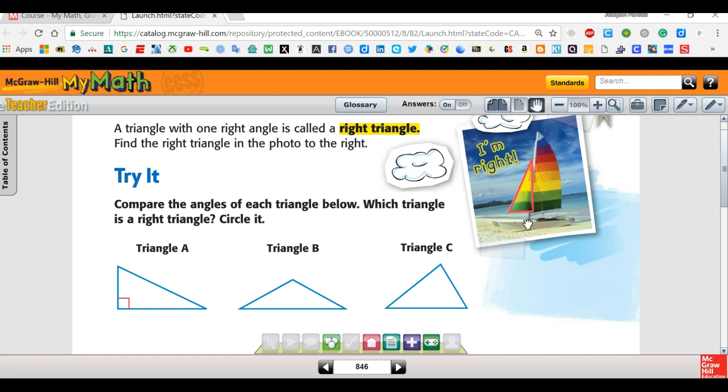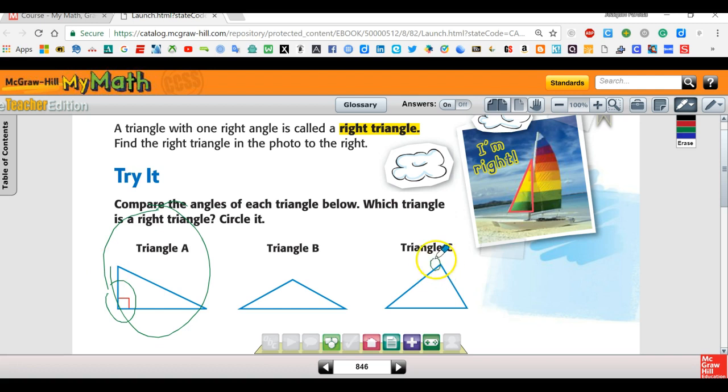It says a triangle with one right angle is called a right triangle, okay? Now, how do I know if it's a right triangle? There's something specific inside in the corner. Most of the time, there'll be a little square in the corner. That'll tell you that's a right triangle. Okay? Compare the angles of each triangle below. Which triangle is a right triangle? Obviously, letter A is. Triangle A is a right triangle.